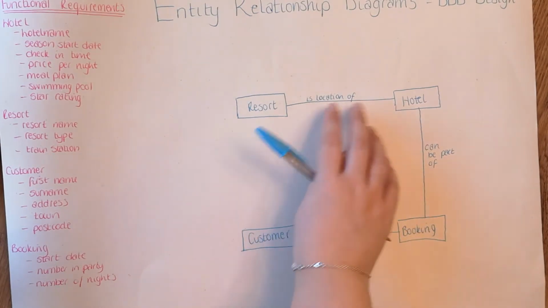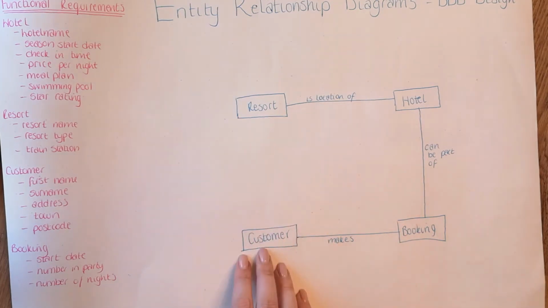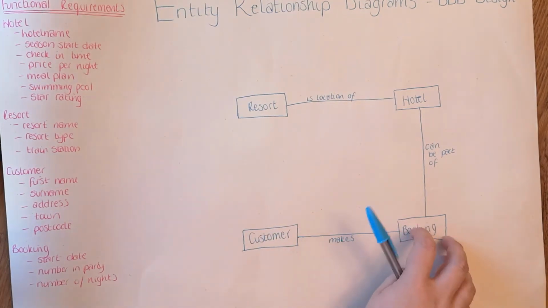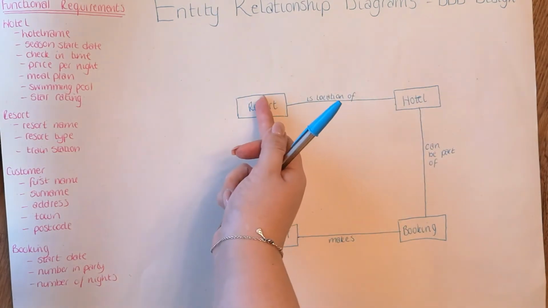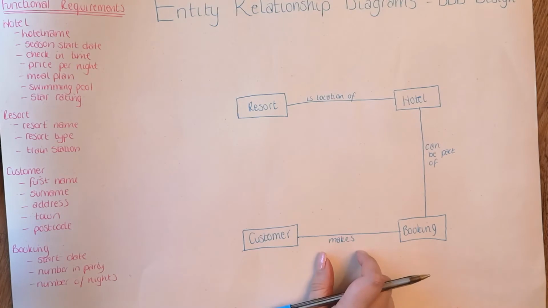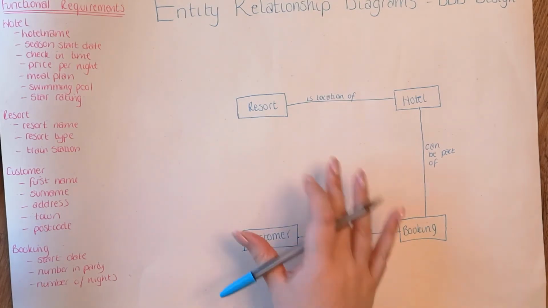Okay, so we've got our links in. There's no link between resort and customer because when a customer makes a booking, they will book a hotel, which is part of the resort, and the link comes from the other three. So you don't need to draw a line up this way. Okay, and the next thing we have to think about is what relationship type these are.